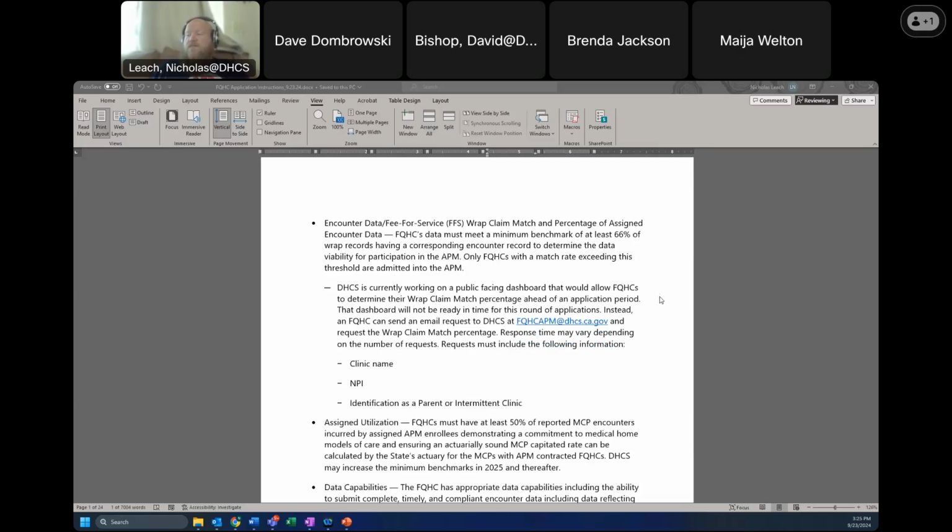Second, encounter data: fee-for-service RAP claim match and percentage of assigned encounter data. FQHCs must meet a minimum benchmark of at least 66% of RAP records having a corresponding encounter record to determine the data viability for participation in the APM. Only FQHCs with a match rate exceeding this threshold are admitted to the APM. So a little bit more about that.